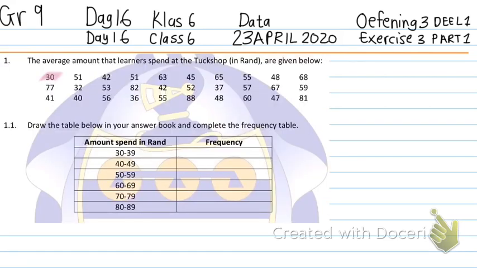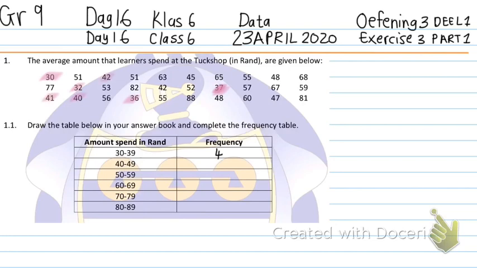Alright, so the question is: the average amount that learners spent at the tuck shop in Rand is given below. Then they give us all the amounts and say, draw the table below in your answer book and complete the frequency table. The frequency means how many times do I see an amount between 30 and 39. So then I count them.